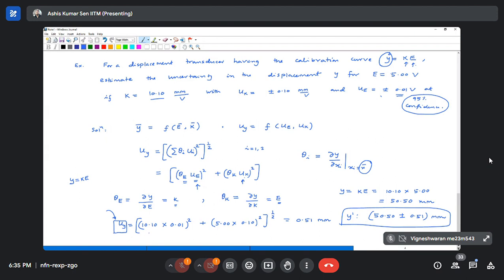Then we would try to do this using the second method, that is the sequential perturbation method. Sir, how is dou y by dou E equal to k and dou y by dou k equal to E? It is basically the derivative of y with respect to E. If you take the derivative, k is a constant, so dE over dE becomes 1. So you get k. Okay, got it.